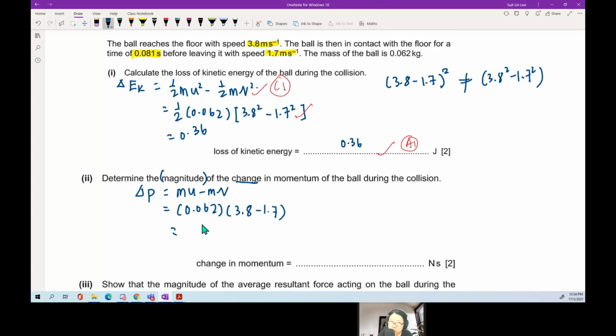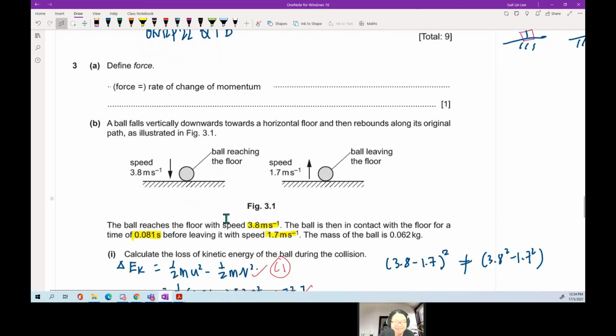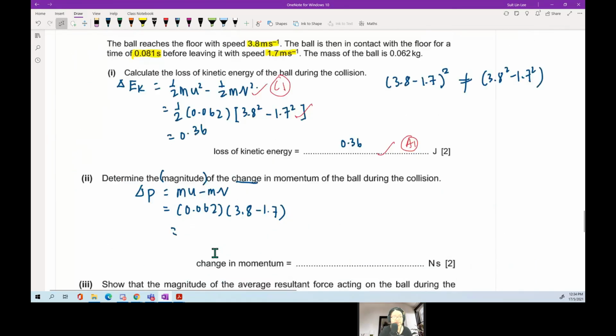Okay, so is this correct? I just now mentioned already, right? I'm going to take up as positive lah, down as negative, just to help the brain. Okay, so it's negative 3.8 minus positive 1.7. See? Negative 3.8 minus positive 1.7. So if you were thinking that that was correct, no. Miss, why this one no need?